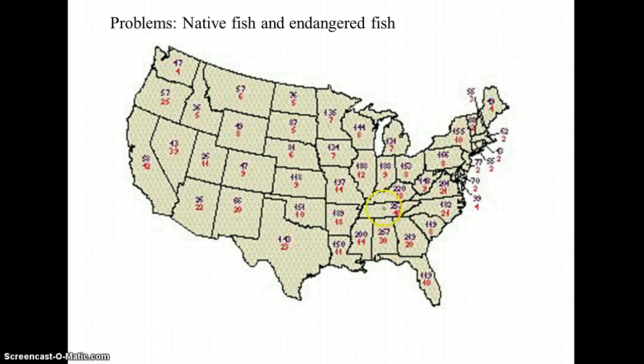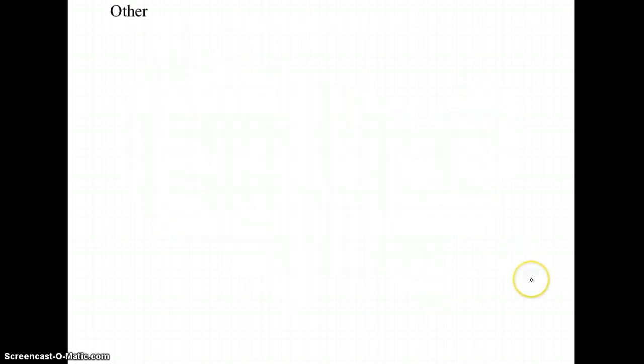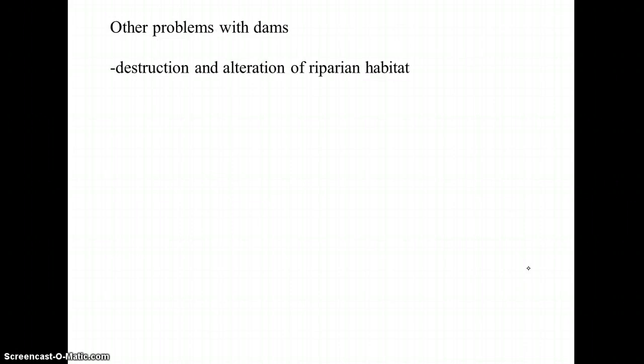For example, you see in Tennessee 40 of 257. It's a real hotspot of aquatic diversity here in the Mid-South and Southeast. So, again, problems associated with dams. You have to alter that riparian habitat. Basically, you're going to flood it.